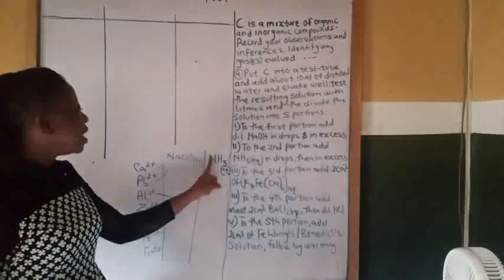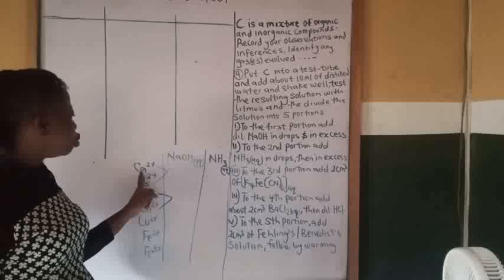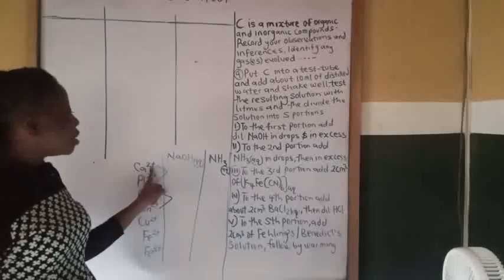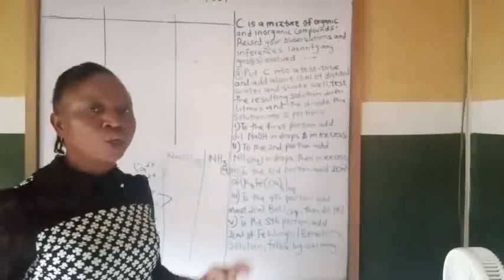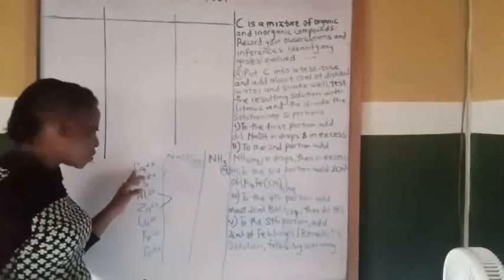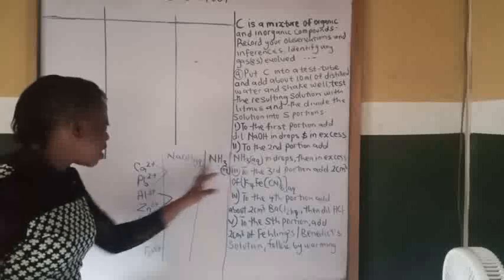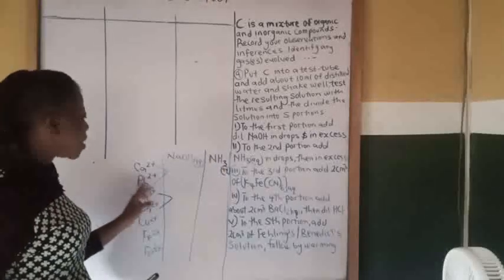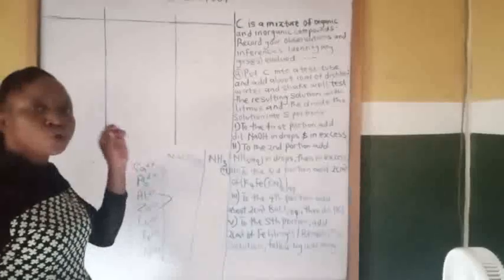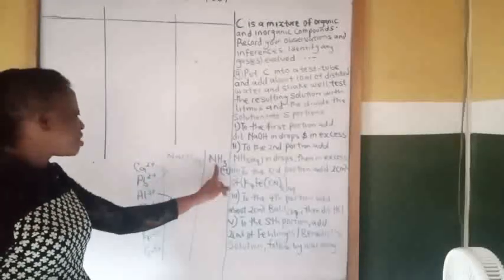When you add aqueous ammonia to calcium ion, there will be no feasible reaction, no precipitate if it is calcium. But when you add ammonia to lead, the white precipitate will remain insoluble in excess ammonia.